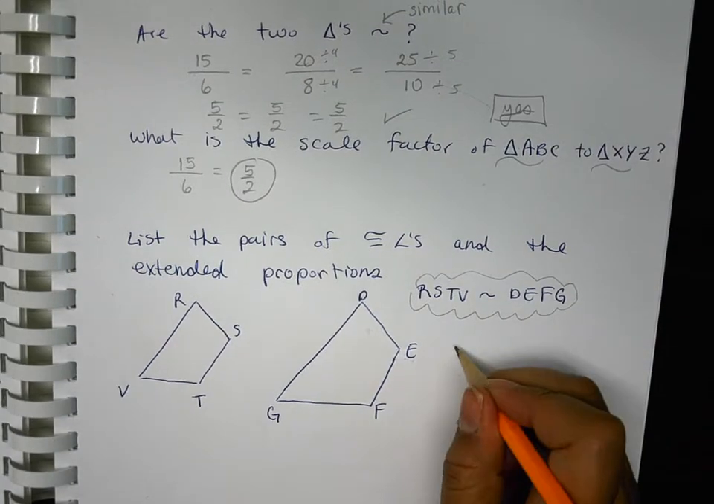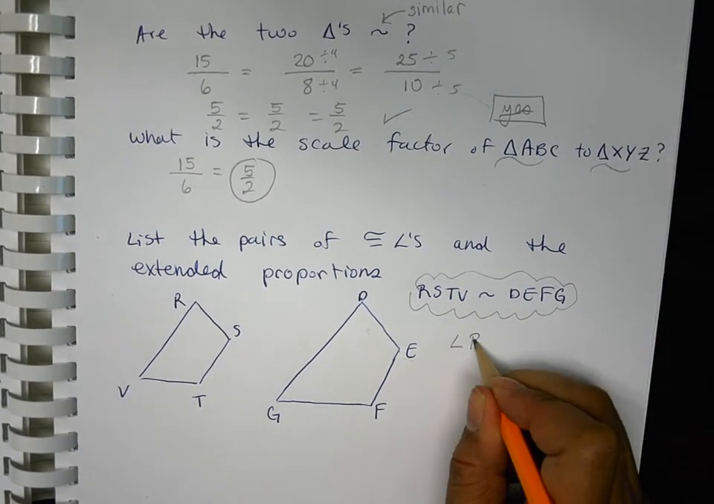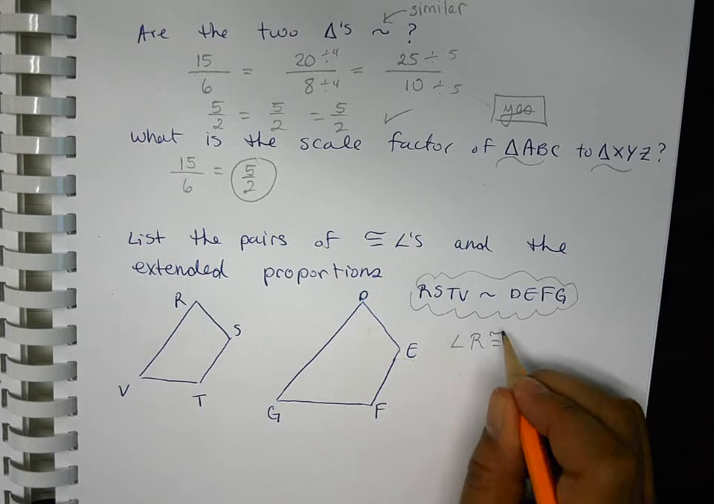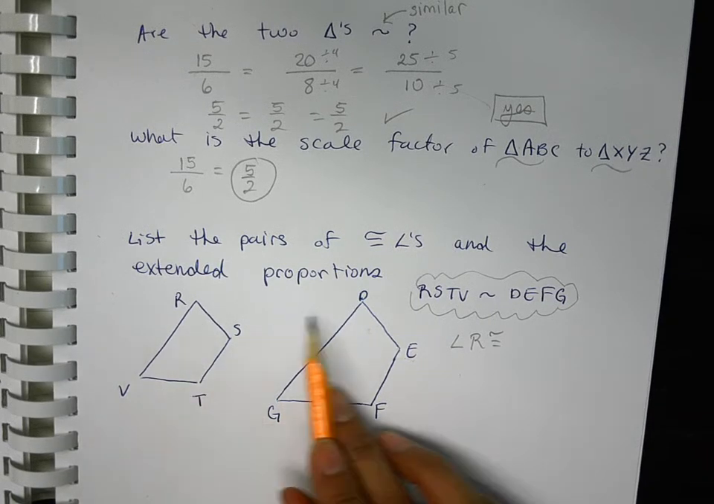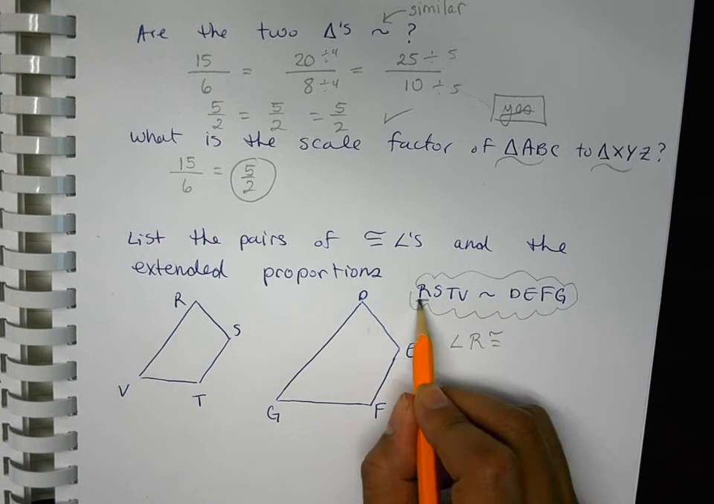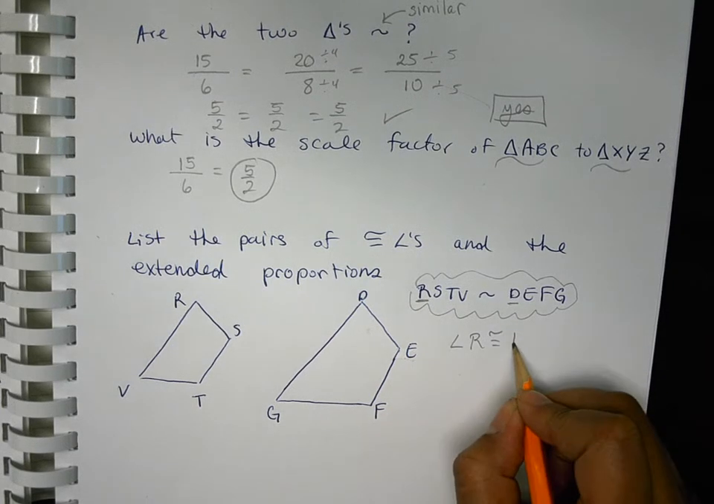Angle R is congruent to which angle? D. Now don't just assume it matches over. Look in your congruent statement here. Does R and D match up? Yes. All right, keep going.